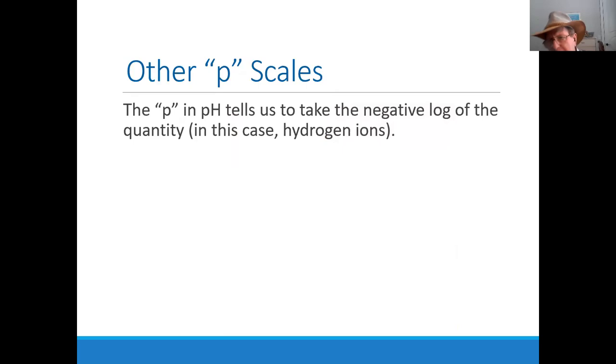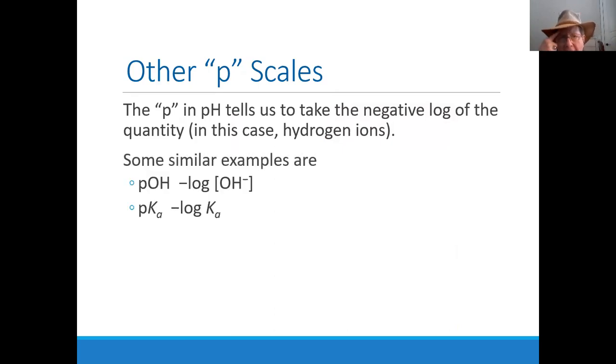There are other P scales. The P in the pH tells you to take the negative log of the H+ concentration. If I have a pOH, this means it's negative the log of the OH- concentration. A pKa, remember the Ka is your equilibrium constant. A pKa is negative the log of the Ka.